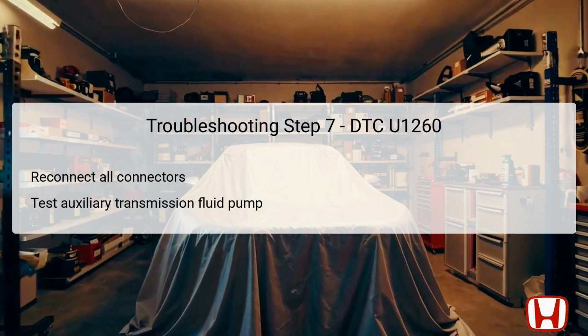Step 7 requires the technician to reconnect all previously disconnected connectors for proper functionality assessment. The culmination of the troubleshooting process is testing the auxiliary transmission fluid pump to determine its operational status. If the pump is operational, it indicates that the earlier issues likely reside within the TCM itself or elsewhere in the system, necessitating further checks against authorized service information.